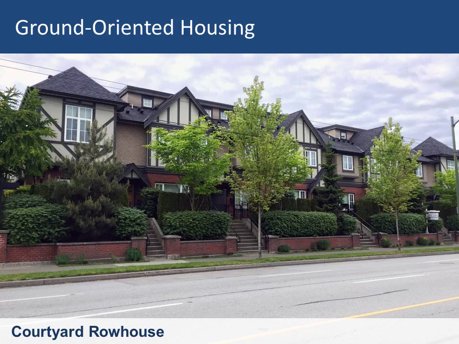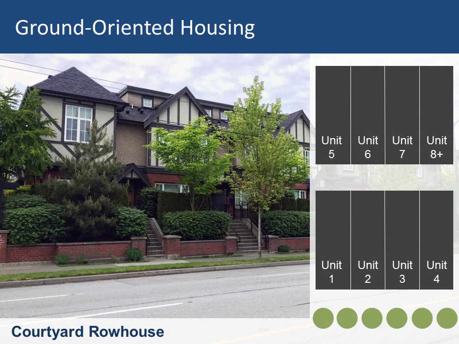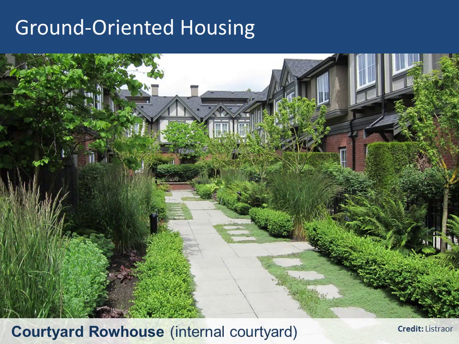When talking about Phase 3 focus areas, people often ask what we mean by ground-oriented housing. Ground-oriented housing can take several forms, and the following few slides provide some examples of the more common ground-oriented housing types. Townhouses are a key form. This example shows a courtyard row house with a row of units at the front of the property and a row at the back. This configuration creates a courtyard space in the middle of the site.